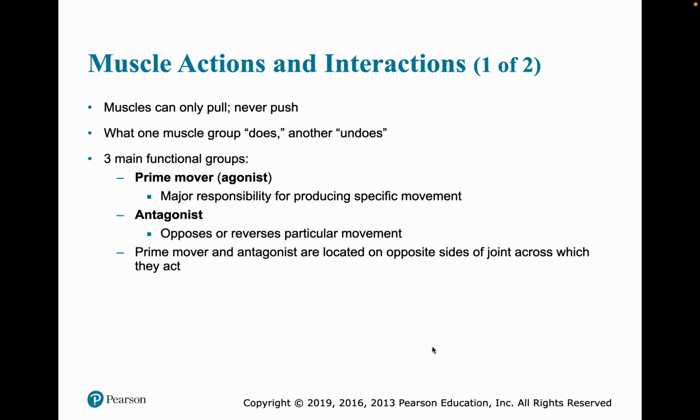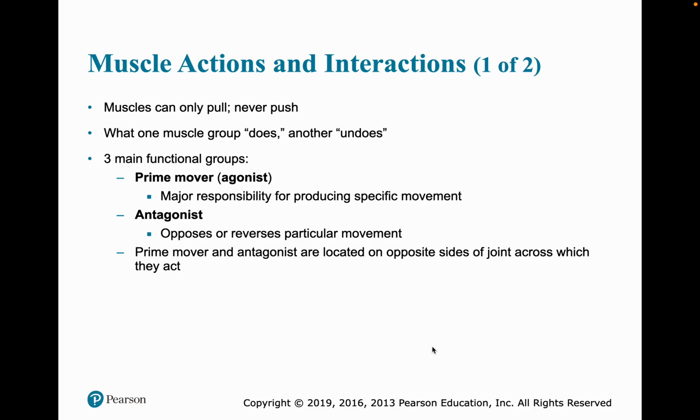Anyway, let's get started. So muscles can only pull. I've told you that before. They don't push. There is one muscle group that does something. There will be another muscle group that can undo that movement. So there are three main functional groups: the prime mover and its agonists. They have the major responsibility for producing a specific movement. So remember, when we talk about these functional groups, we're talking about specific movements. The antagonist would be opposing or reversing particular movements.